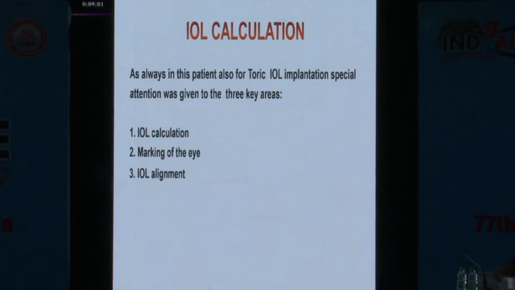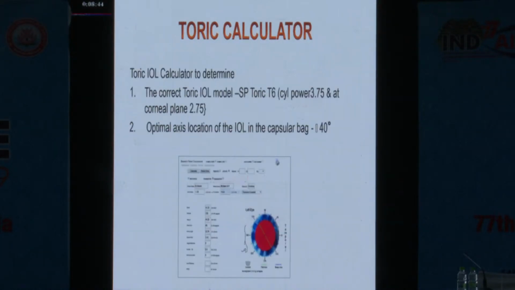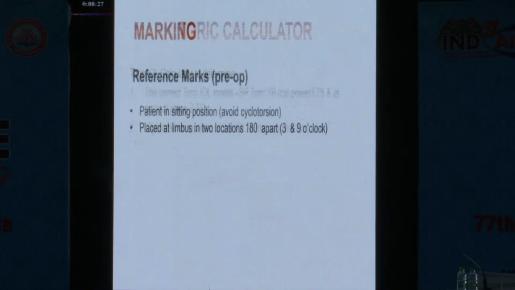As always, in this patient also, for toric IOL implantation, special attention was given to 3 key areas: IOL calculation, marking of the eye, and proper alignment of the intraocular lens. Immersion A scan was taken and K reading was measured using auto and manual keratometers. Toric IOL calculator was used to determine what toric IOL model is to be used. It was SP toric T6, and the optimal axis was given as 40 degrees.